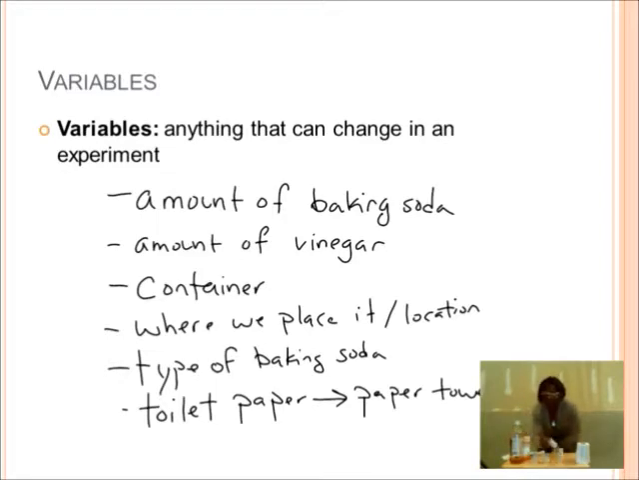I could even change the type of container. So I could use a larger container or a smaller container. I could have changed where I placed it. So perhaps I could have placed the container at an angle. I placed it flat. I could use a different type of baking soda. So I used Arm & Hammer, but I could have gone for another brand. I could have gone from using toilet paper to something thicker like paper towel. So all these things that we can change in an experiment, we call variables.